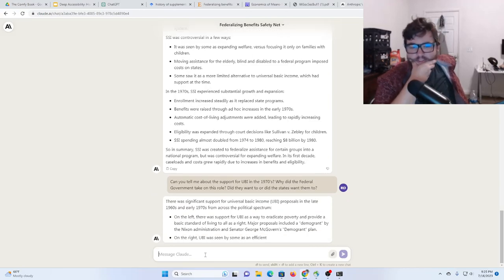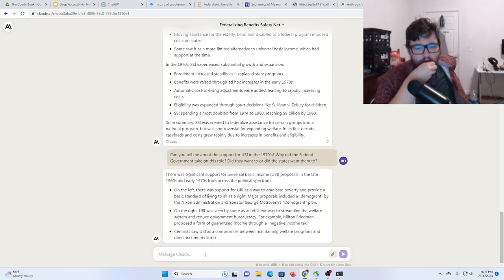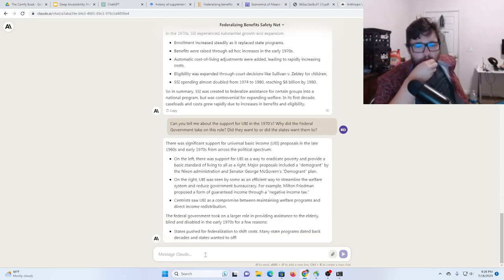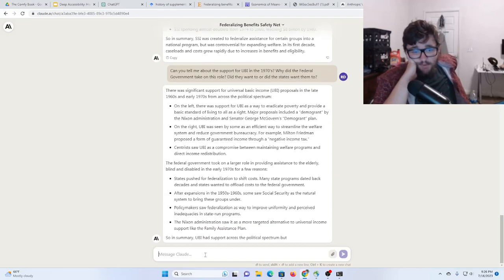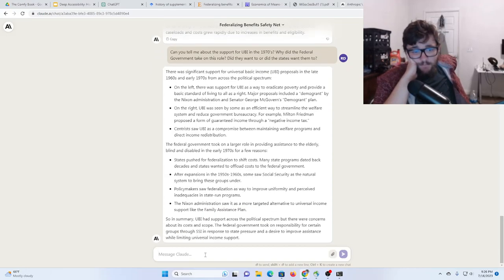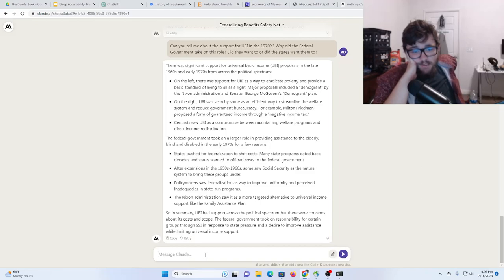Okay. So UBI from the 60s to 70s across the political spectrum really was interesting. Wow, there's a lot of people from Republicans and Democrats. On the left, UBI as a way to eradicate poverty. On the right, UBI was seen by some as an efficient way to streamline the welfare system. For example, Milton Friedman proposed a form of guaranteed income through a negative income tax. Interesting. Centrists saw UBI as a compromise between maintaining welfare programs and direct income redistribution. Wow.